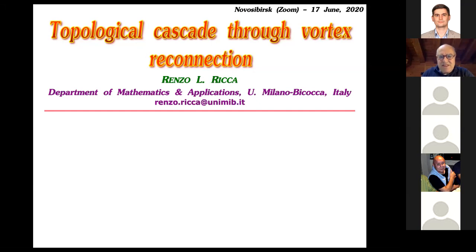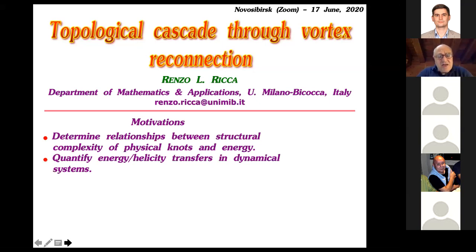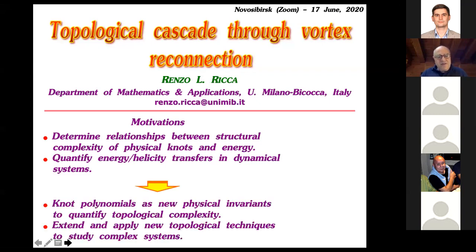The motivation for this talk is to determine a long-standing problem: to determine relationships between structural complexity, in particular physical knots, and energy. By physical knots, I mean in this case vortex structures, and to quantify energy and helicity transfers in dynamical systems. For this, I'll show you how to introduce new techniques based on the use of knot polynomials, and extend and apply new topological techniques to study complex systems.